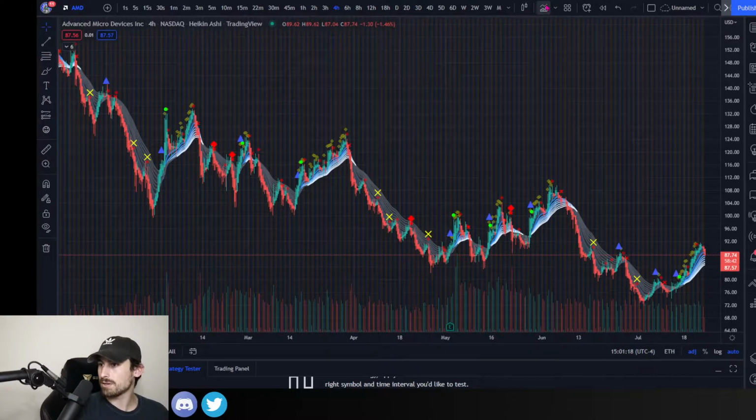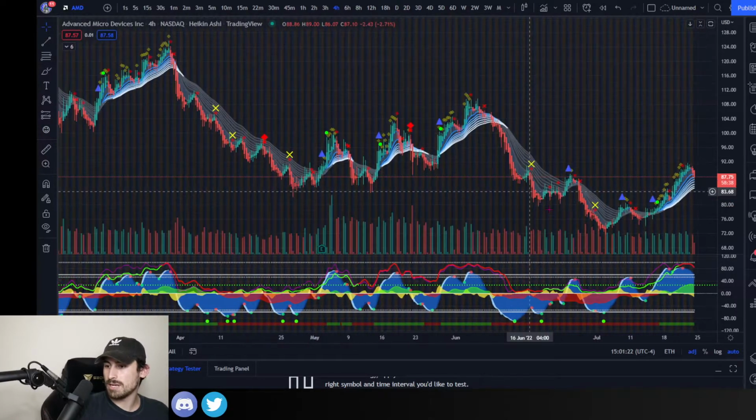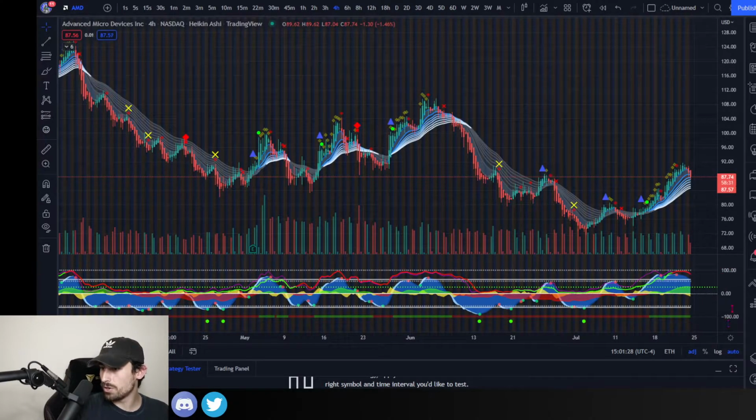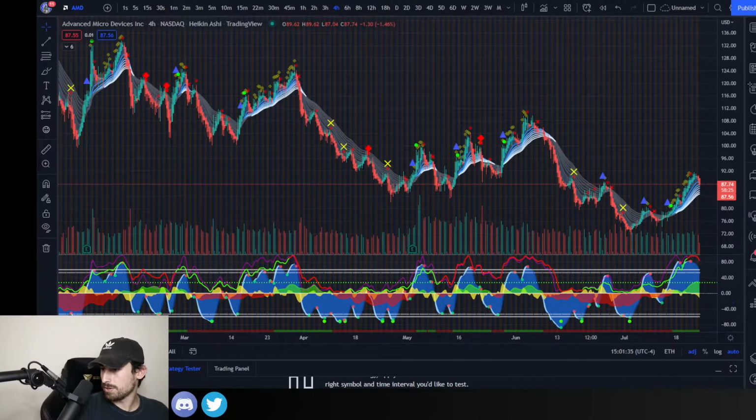Where did my indicator go? I lost Market Cipher B there. Weird. Anyways, yeah, it's obviously not going to break out of the indicator. It's going to stay between 100 and negative 100 right there, right? So you can see the scale on the right hand side.